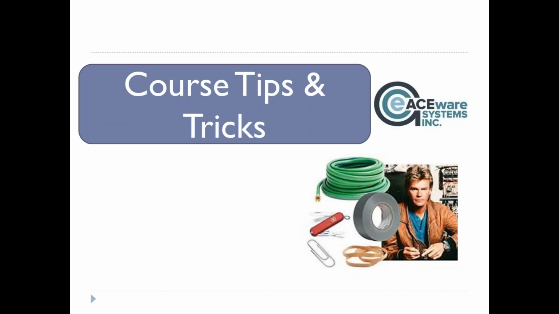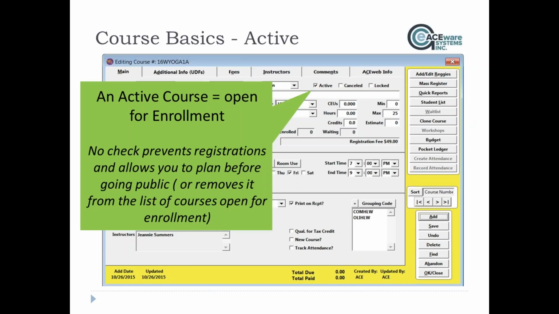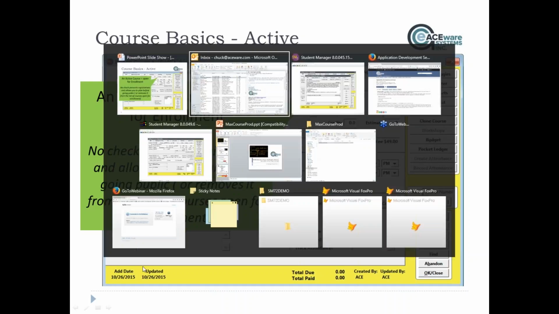Well, we're getting now to my favorite part, my MacGyver part. You talk about tips and tricks and how to make things work in the system. First of all, course basics. Active course open for enrollment. Again, remember, guys, the only courses that you should have active are generally courses that are open for enrollment. When you go to your Student Manager and you say, look up active courses.